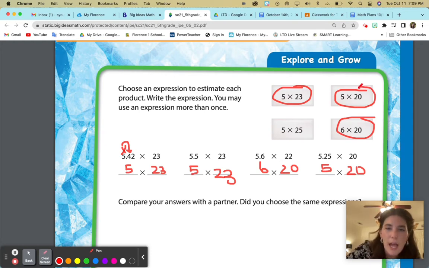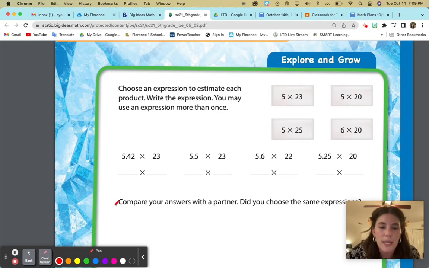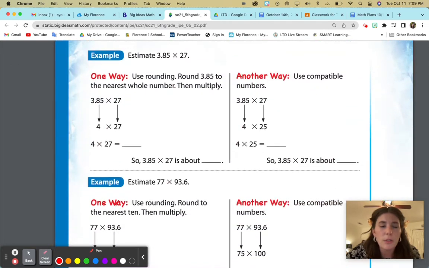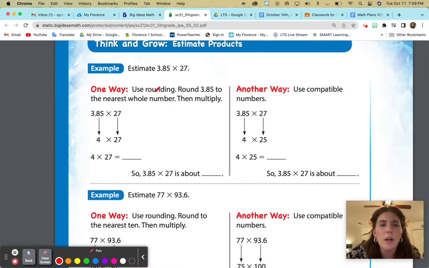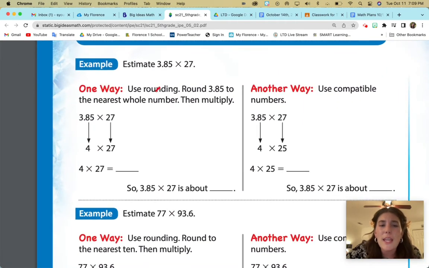So, friends, here's our task for today. We are going to look at some ways that we can estimate our products using rounding and compatible numbers. Go ahead and turn your page. Okie dokie. Let's look at our first example. We are multiplying 3 and 85 hundredths times 27.